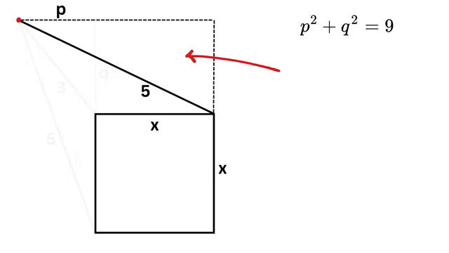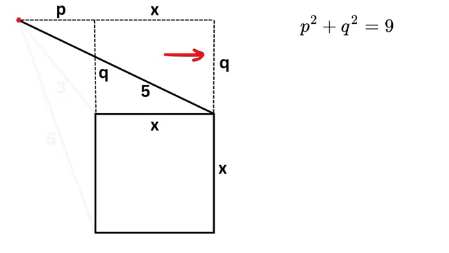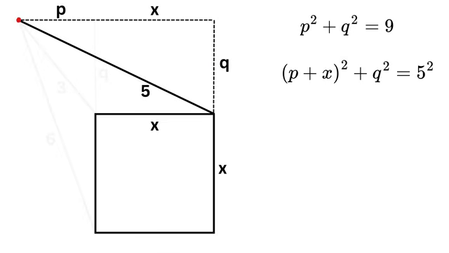Now consider this right triangle. This is p, this is x, and this is q. So we have (p plus x) whole squared plus q squared equals 5 squared, or 25.